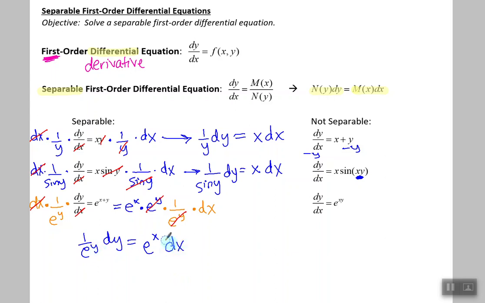I'm ready to integrate, except usually I want to think of the exponential function not in the denominator. So this would be better written as e to the negative y times dy equals e to the x times dx. In this one, e to the x times y, the way you can think of that using exponential properties is e to the x to the y, and there is no way to separate that to be a function of y times dy equal to a function of x times dx.